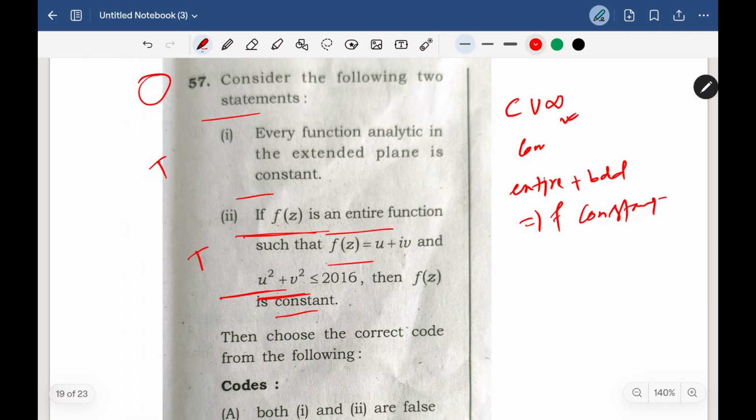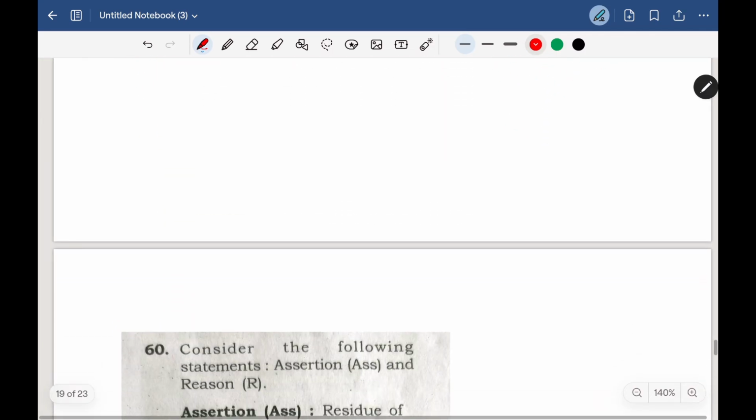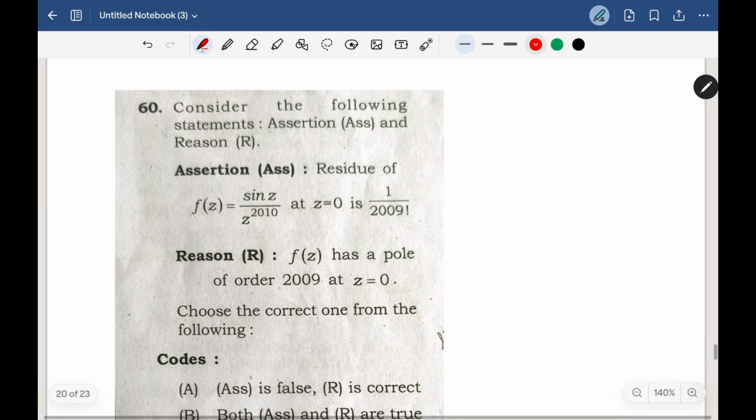So this option is also correct. So the correct option will be option B. The next question is: consider the following assertion. The residue of f(z) at z = 0 is 1 by 2009 factorial, and f(z) has a pole of order 2009 at z = 0. So for the assertion, we have to find the residue at z = 0.